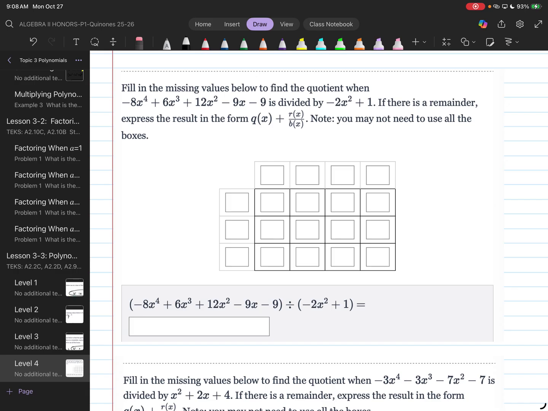So, here's the important part. Even if that term doesn't exist, for example, in my dividend, I have negative 2x squared plus 1. What term am I missing? Nope. I have x squared. I'm missing an x. Personally, everybody, so that you stay in order, I would include the 0x. So, let's do it.